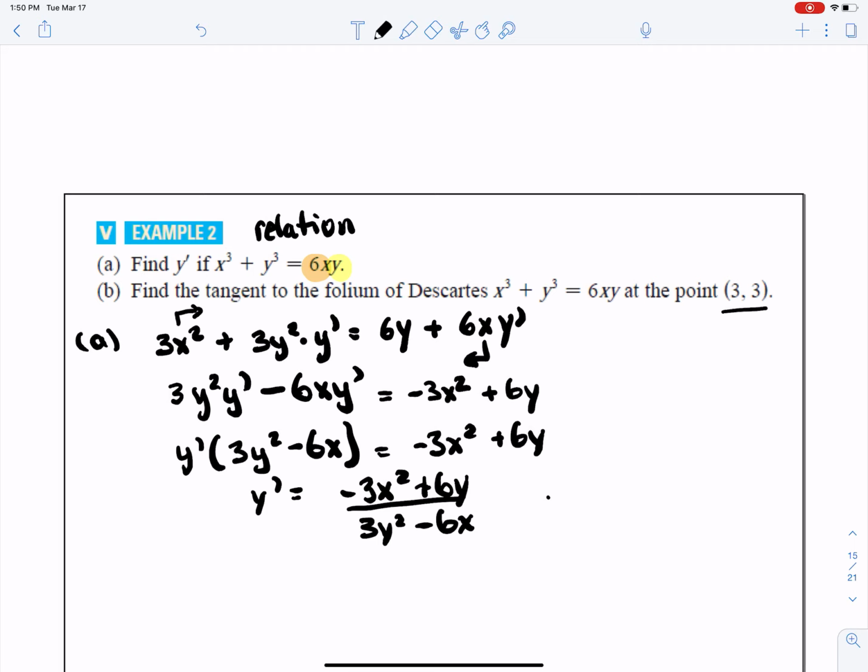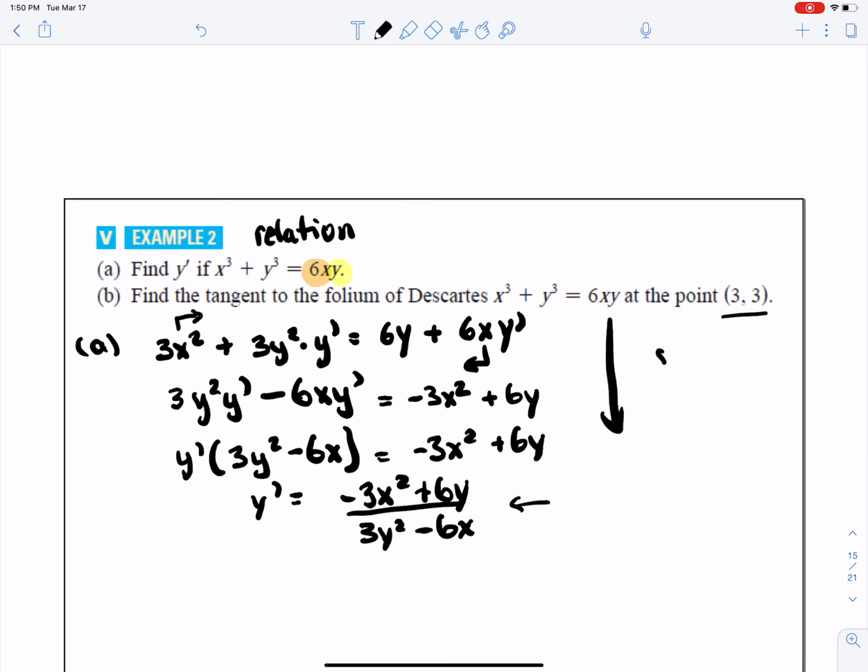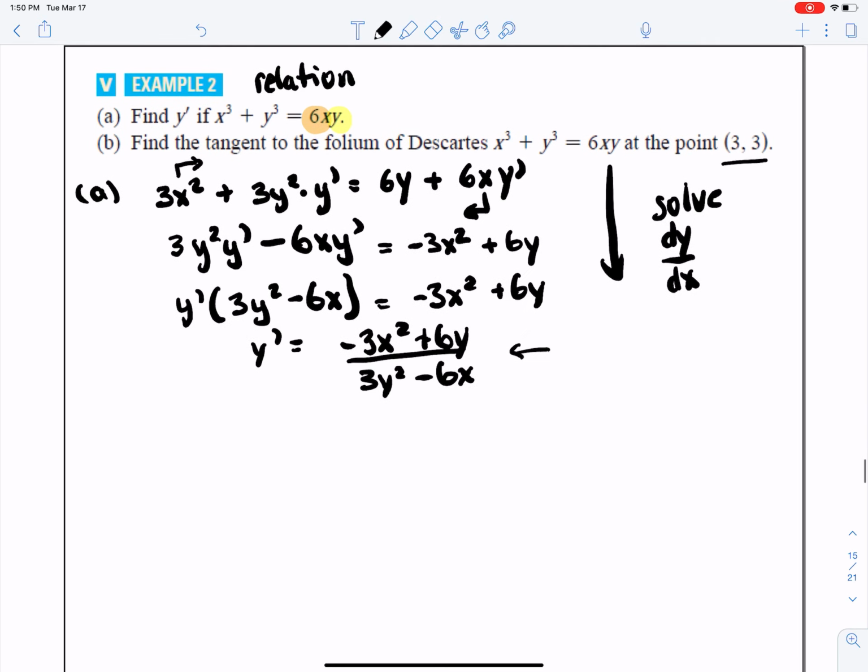So I don't mind if you don't simplify this, but it is required of you to solve for dy dx every time. So on your assignment, if they give you an example that says find dy dx and its implicit differentiation, you must actually get the dy dx by itself.